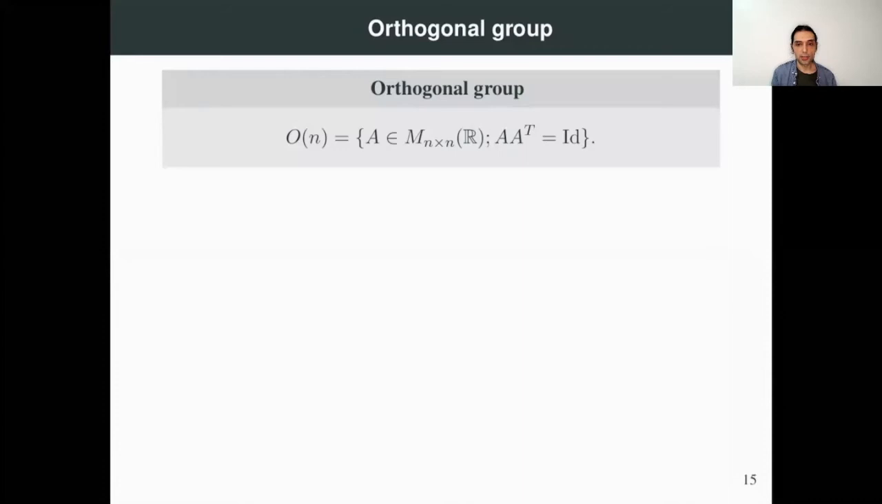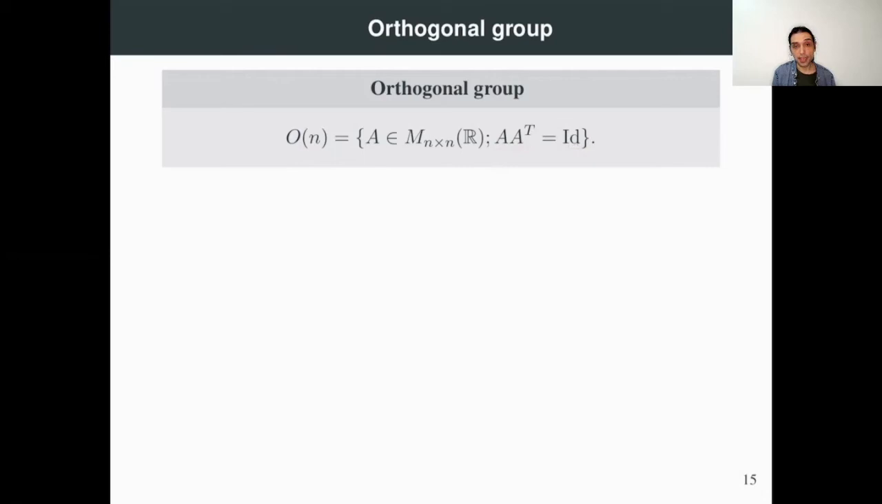Okay, so the orthogonal group is the group of matrices that preserve the usual scalar product in Rn, and it can be given by that matrix equation. The orthogonal group consists of the matrices n times n such that the product of the matrix and its transpose is equal to the identity.